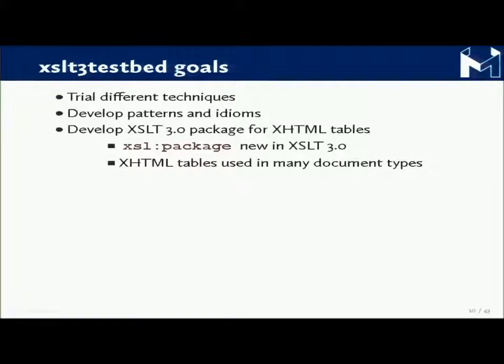So the goals of the project would be to try out things with XSLT 3, to get a leg up on how to use it, to develop the patterns and the idioms, because if we all sort of speak the same language in our XSLT 3, we can read each other's style sheets better. A sort of sub-goal is to produce a package for processing XHTML tables, because that's so common across multiple document types.